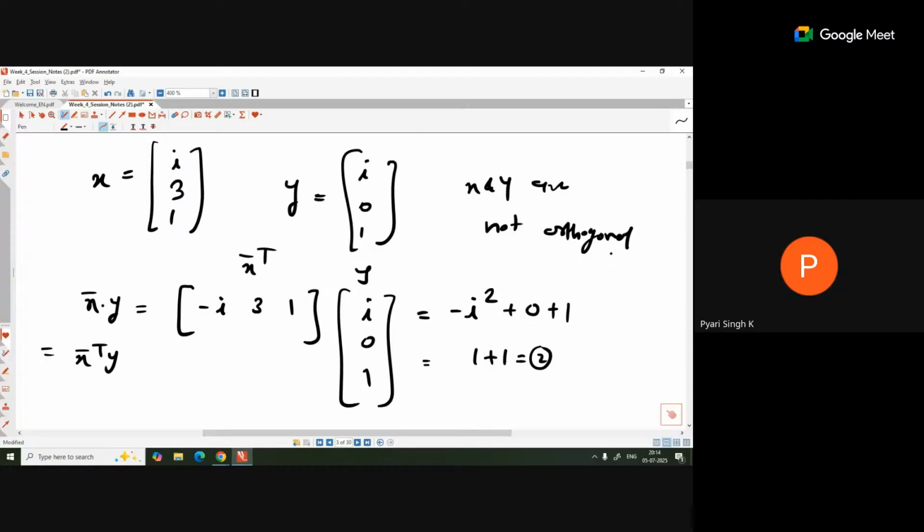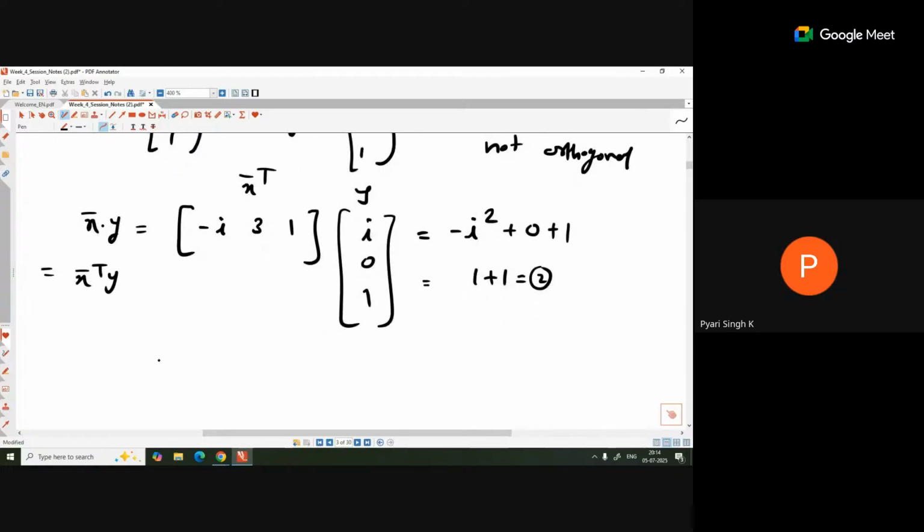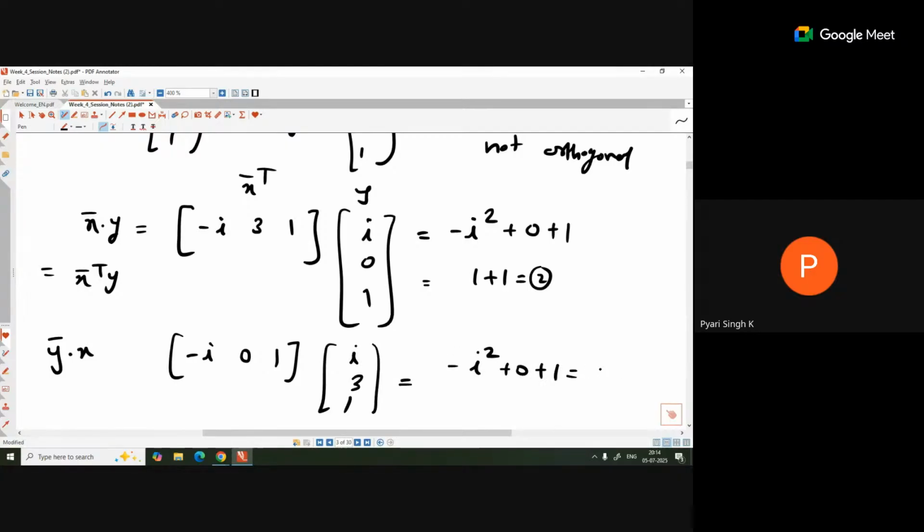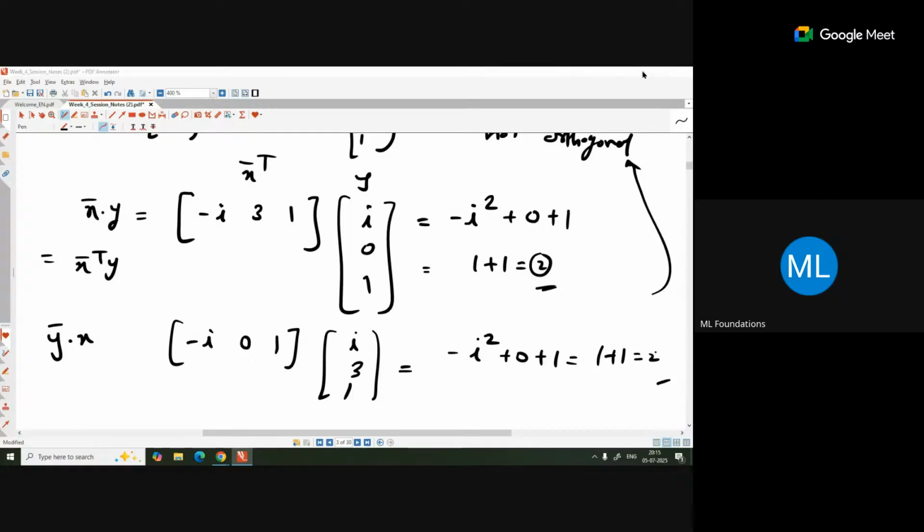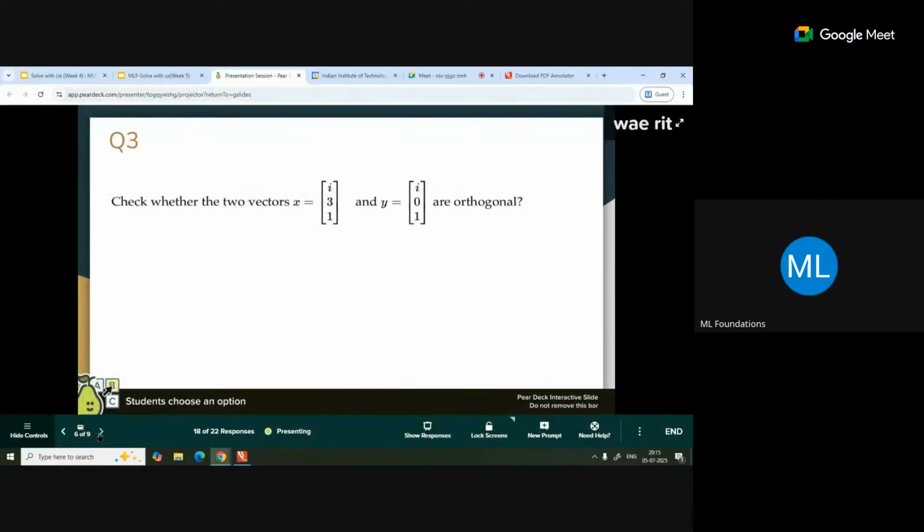And the other way around, how was it? If you have done this first, that will be minus i, 1, i, 3, 1, then minus i squared plus 0 plus 1. Again it is plus 2. So these are correct, they are not orthogonal. These two vectors will be orthogonal when the dot product between them is equal to 0.